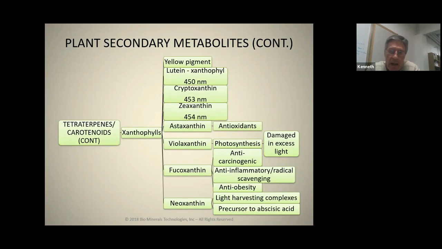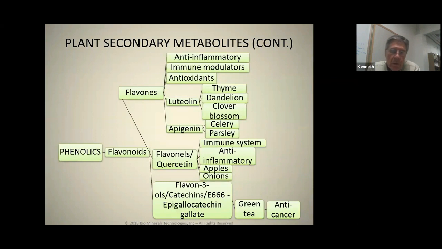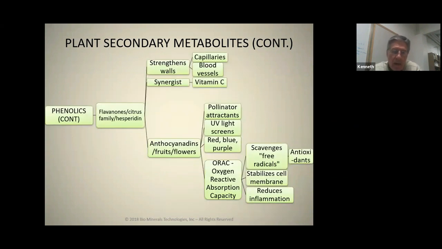And you go on, we have our yellow pigments, our lutein. This is incredible for eyes. And you have astaxanthin, which is one of the most powerful antioxidants that's out there. And you go through and you look at all these anti-carcinogenic, anti-inflammatory, radical scavengers, anti-obesity. Then you get into your phenols, which are anti-inflammatory. They're immune modulators, these antioxidants. Then you pick this up and we go into the green teas, the anti-cancers. You have celery, parsley, immune system, dandelions, thyme, all of these amazing compounds.